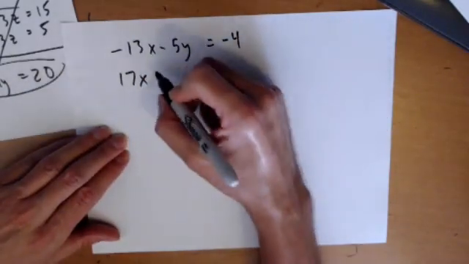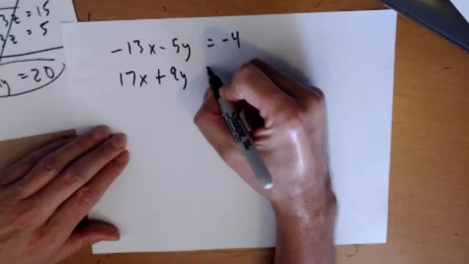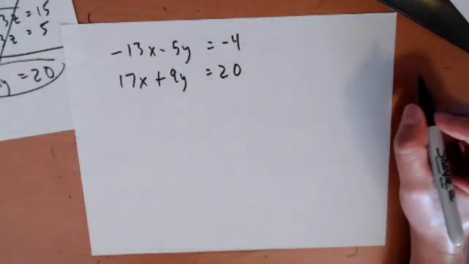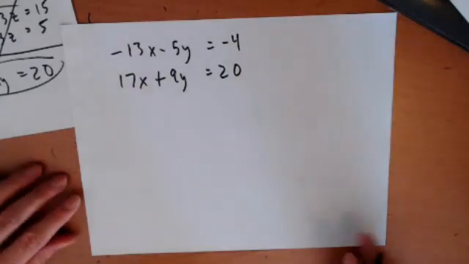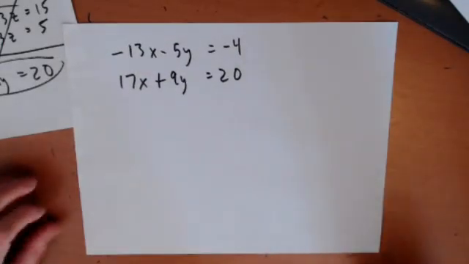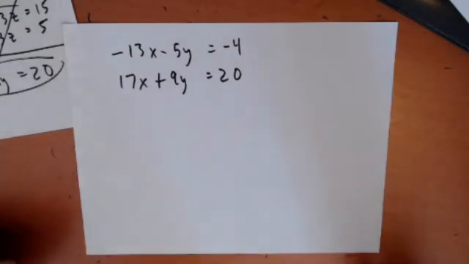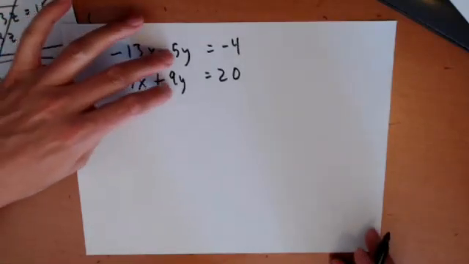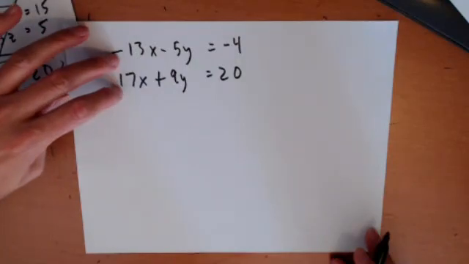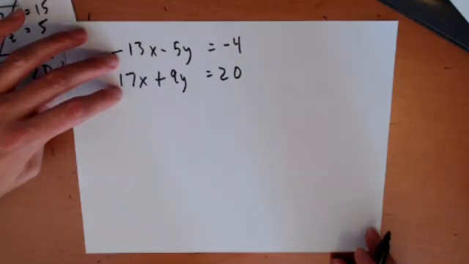17x, all these numbers are horrible, plus 9y equals 20. Am I complaining too much? Yes. Okay. I'm the teacher and I'm not supposed to be complaining. Does anything work out well? No. So I'm going to do the elimination method.